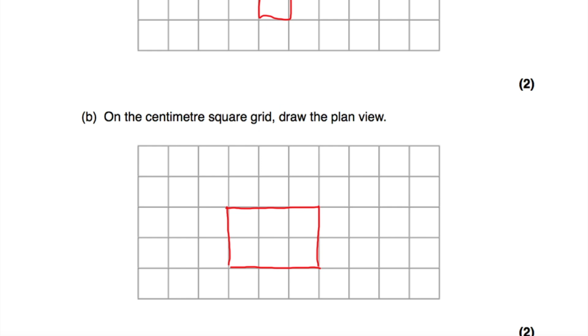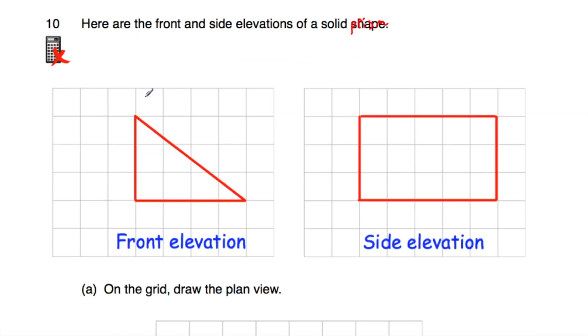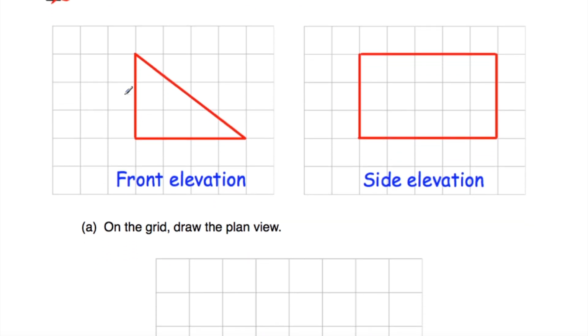Okay, let's have a look at our next question. Question number 10 says, here are the front and side elevations of a solid prism. So we've got the solid prism. The front elevation is this right angle triangle that goes up to the highest point on the left hand side and it goes down to the lowest point on the right hand side. And then we've got the side elevation and we've been asked to draw the plan view of the prism.